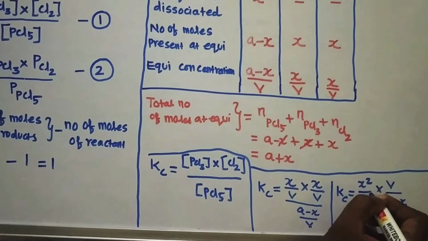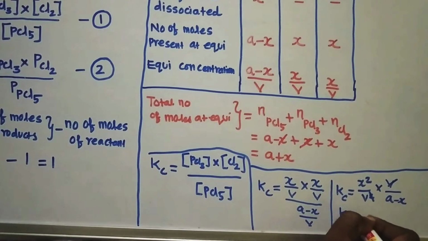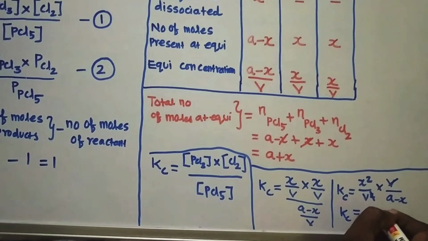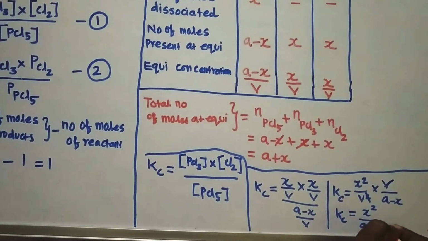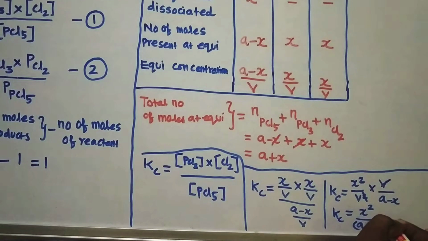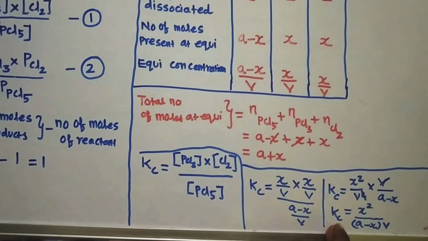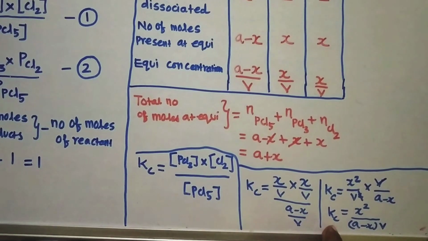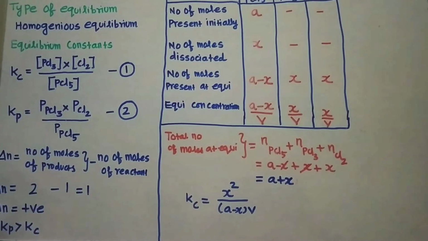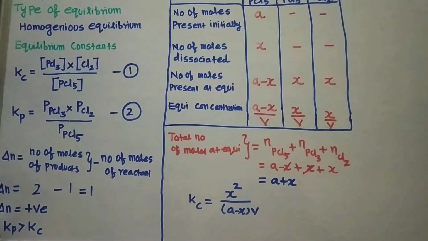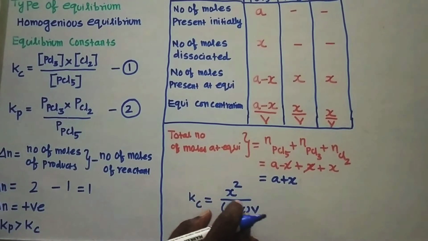Here a V cancels out. Therefore Kc becomes X squared divided by (A minus X) into V. So this is the Kc value for the decomposition of PCl5. Okay, students, the value of Kc is equal to X squared divided by (A minus X) into V.